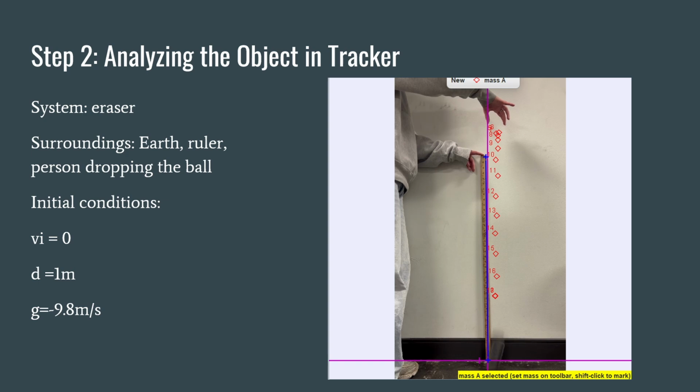Next, we analyze the object in tracker. Our system was the eraser. Our surroundings is Earth because it's already included in the kinematic equations, and it's just kind of acting as an outside force here. Ruler, and then the person dropping the ball. Basically, it's just entirely the eraser falling. And then your initial conditions, we said initial velocity 0, distance 1, and then your g is 9.8 meters per second.